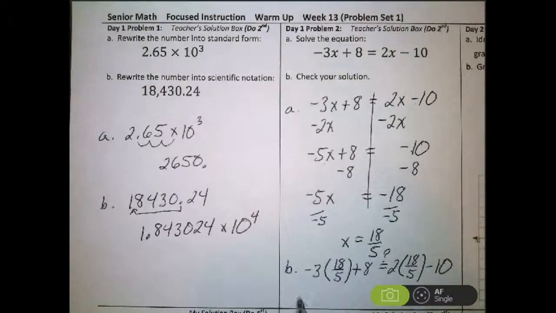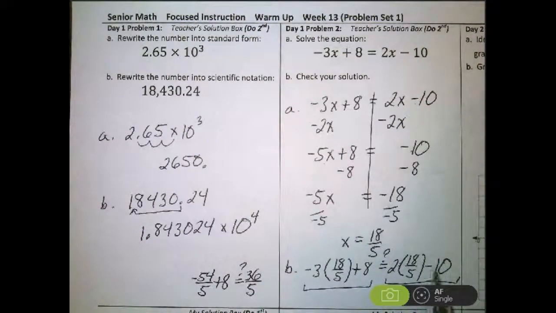What we need to do here is work out the left side of this equation, see what number that's equal to, and work out the right side of the equation, see what that's equal to, and if they're the same, then it checks. So negative 3 times 18 is negative 54 over 5, plus 8. And is that equal to 2 times 18 is 36 over 5, minus 10.